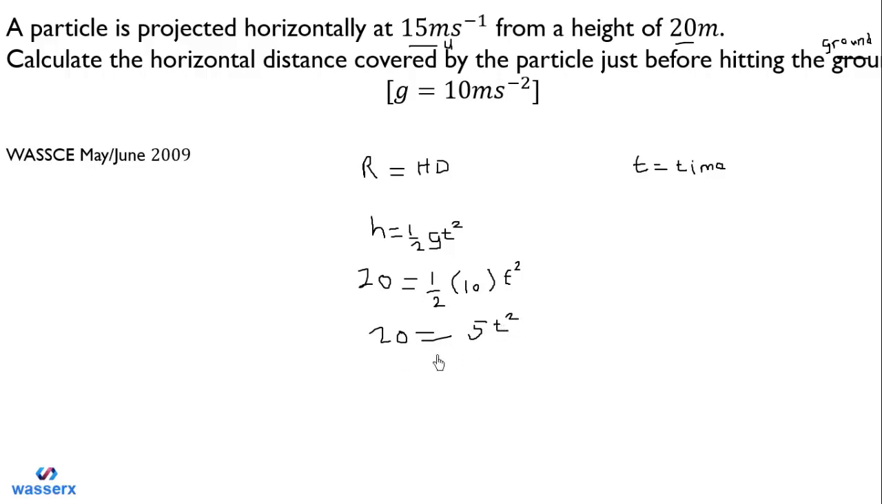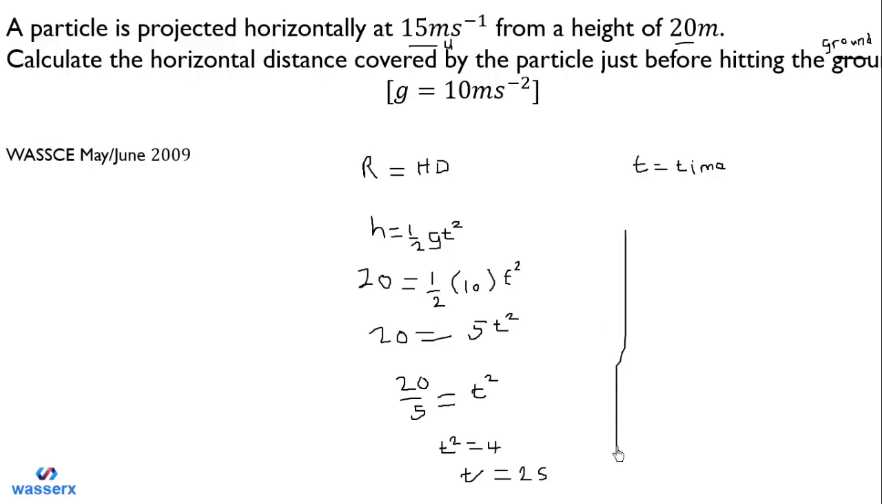So we solve for t, divide both sides by 5 to get 20 over 5. 20 over 5 is equal to t squared. So t squared will be equal to 4. Therefore, time will be positive square root of 4, which is 2 seconds.